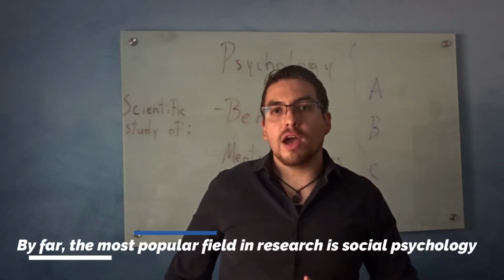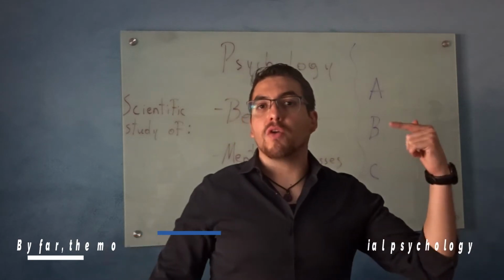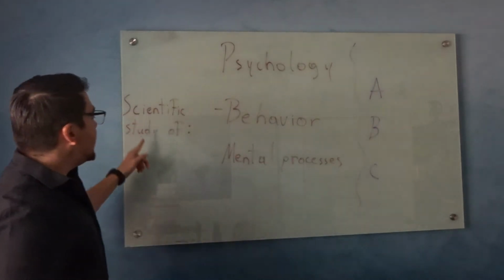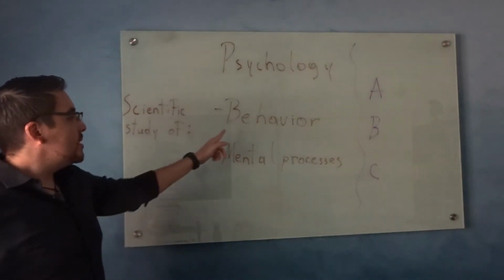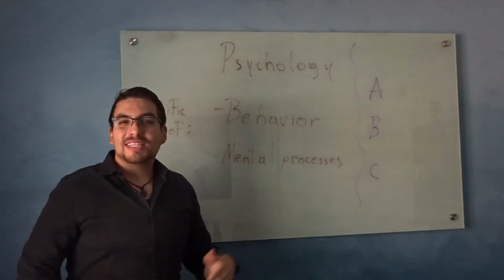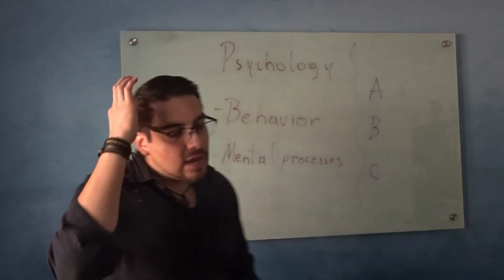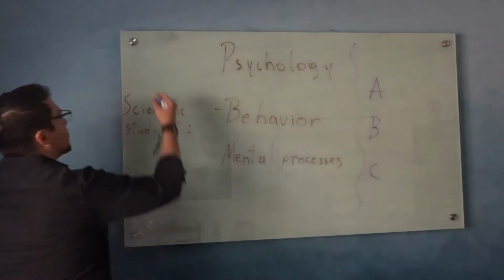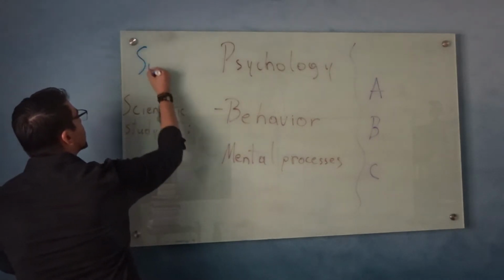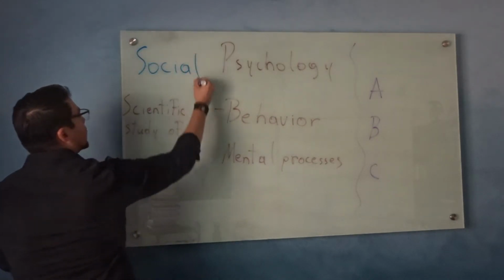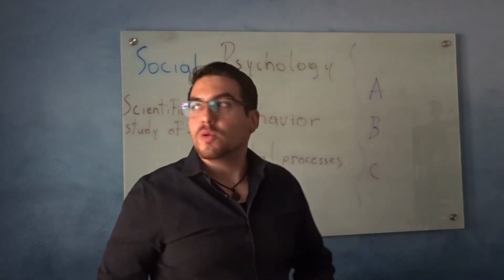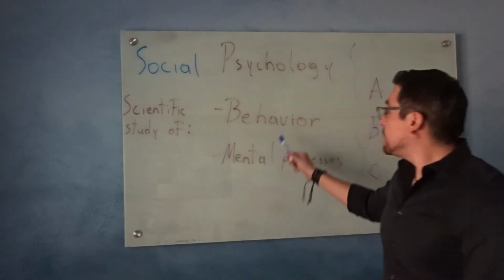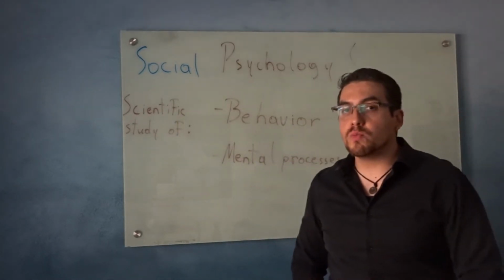So what is social psychology? First of all, let's bring it back to the overall definition of psychology. Psychology overall is the scientific study of behavior and mental processes. So this is actually very simple. When you want to understand what is social psychology, you just add the word social to the definition. And that's it. Social psychology is the scientific study of behavior and mental processes.